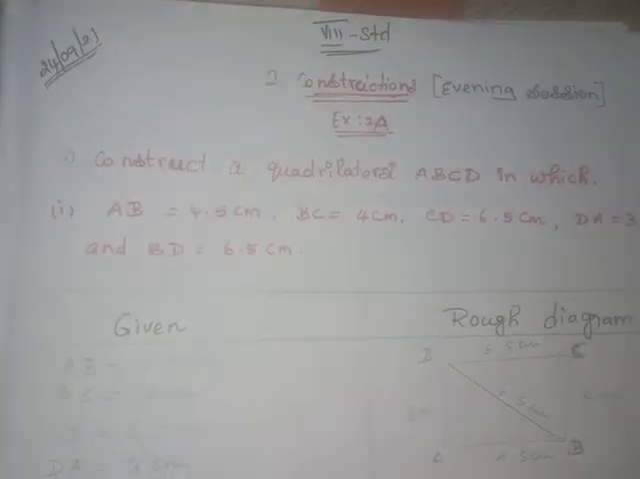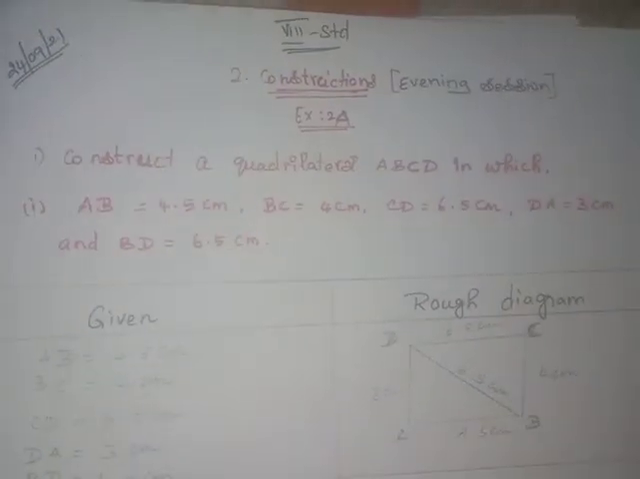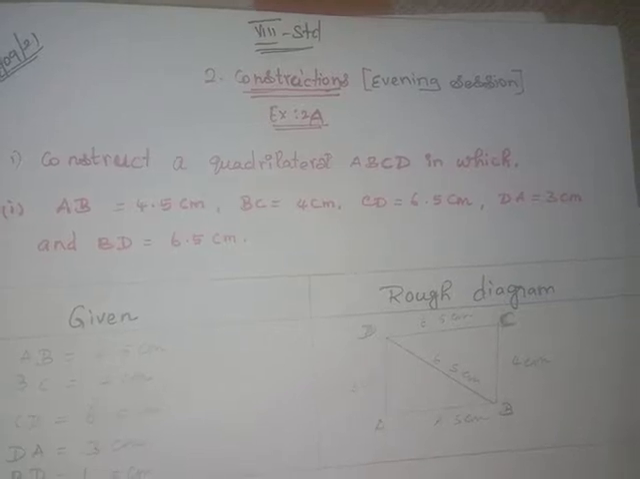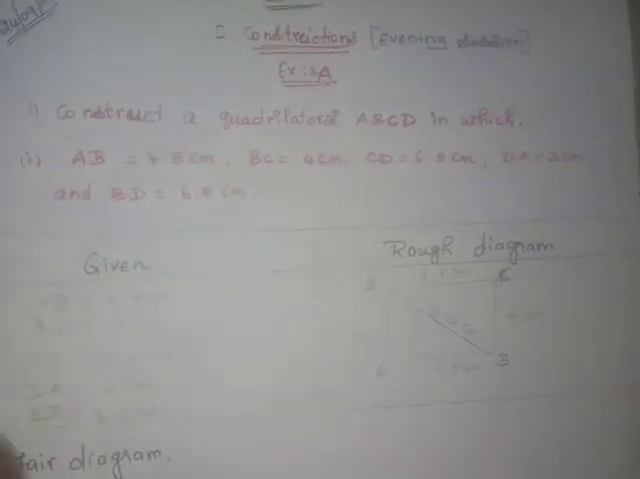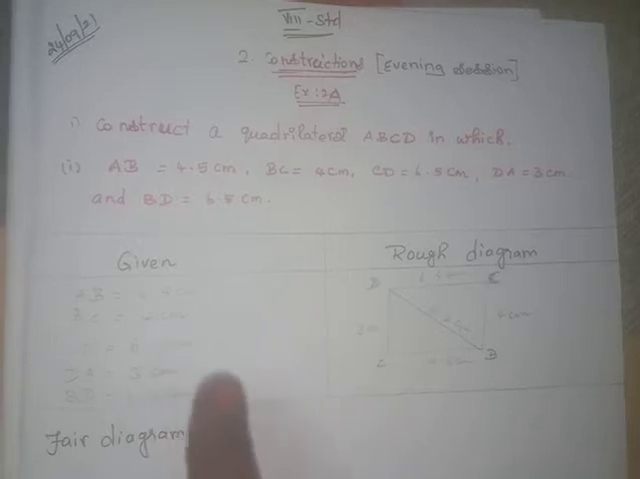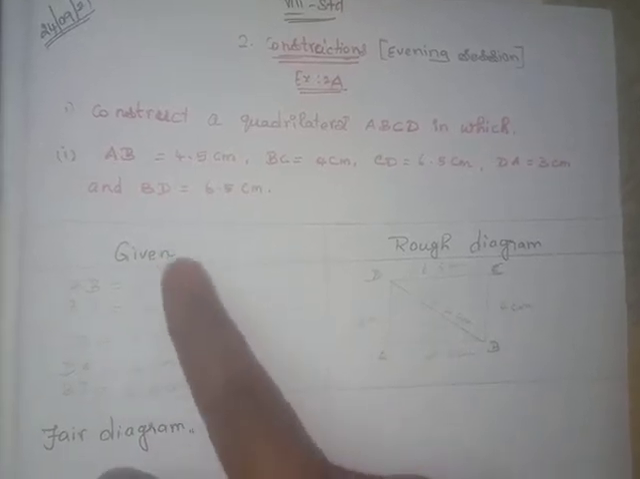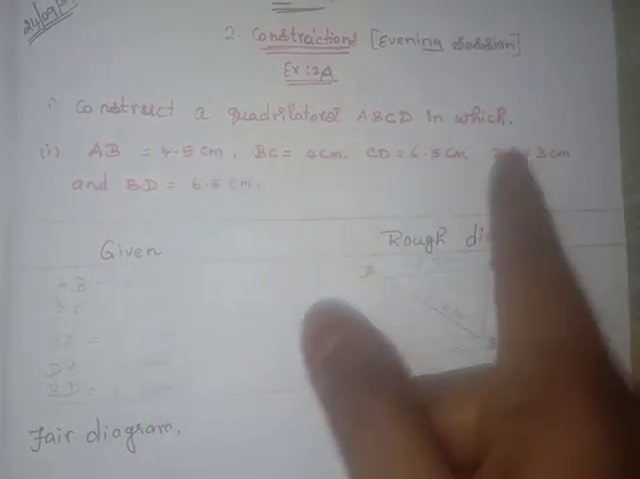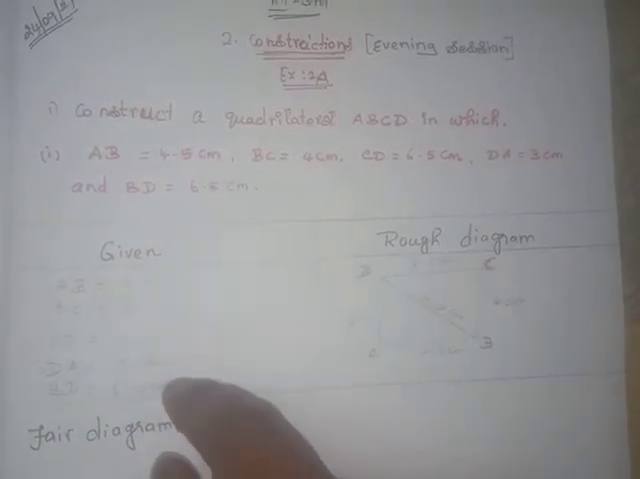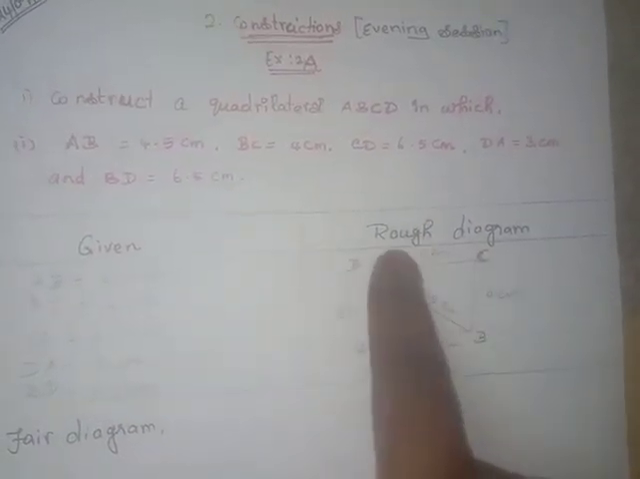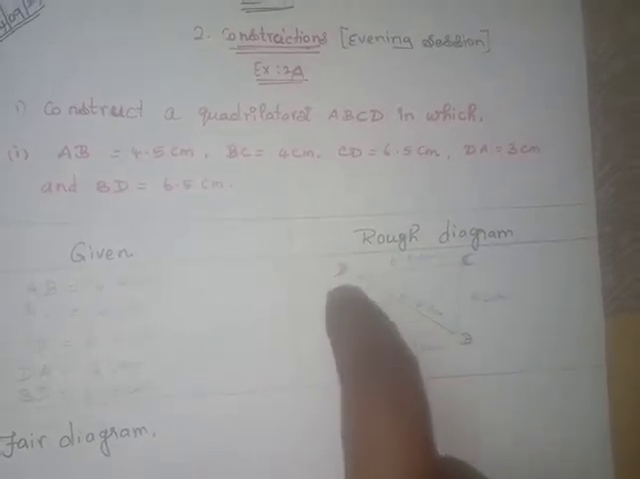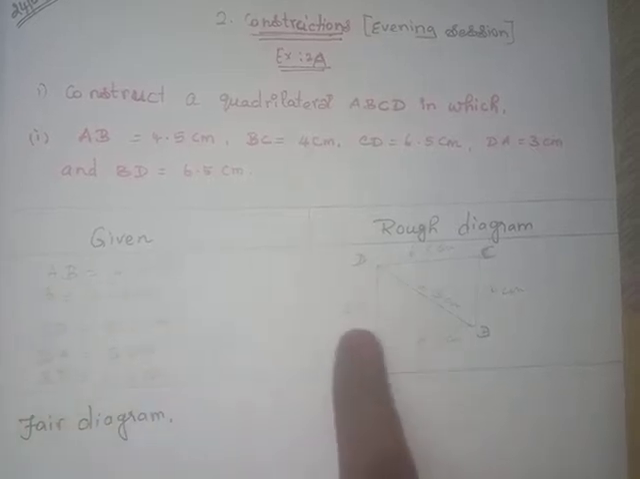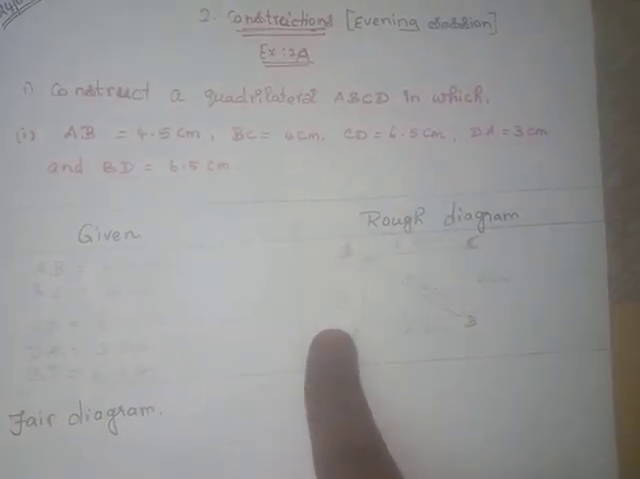In the exercise, the first sum: construct a quadrilateral ABCD in which AB, BC, CD, DA and BD are given. First of all, you put a box. The first column of the box is Given, where you write what is given. All sides will be given, and a rough diagram. The extra line is BD. I name the drawing ABCD.